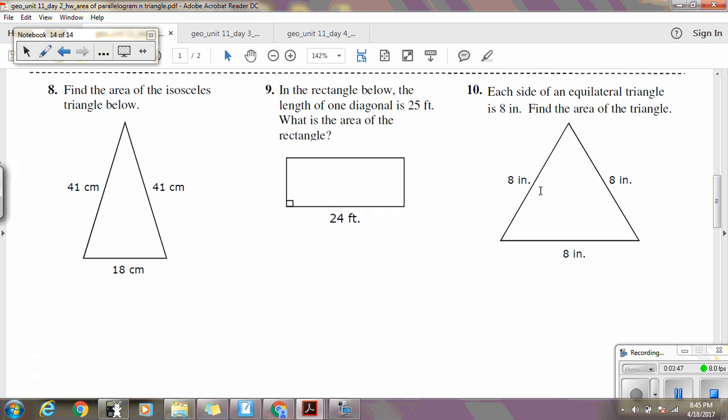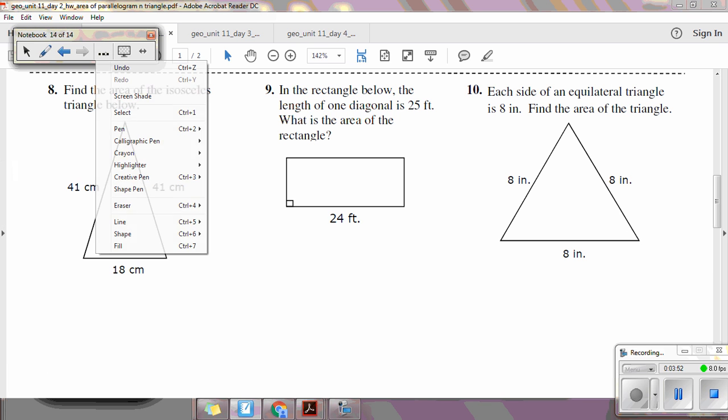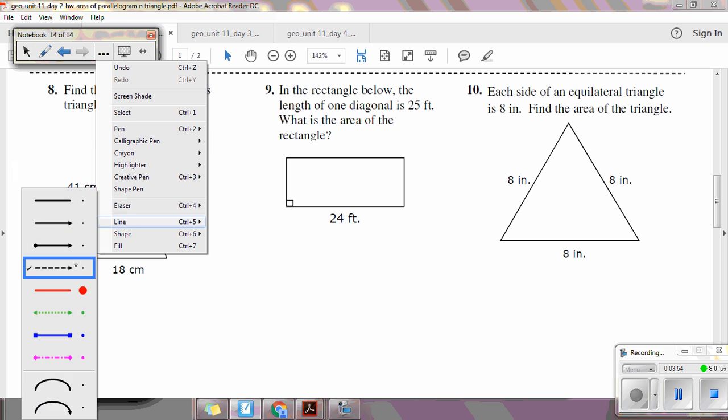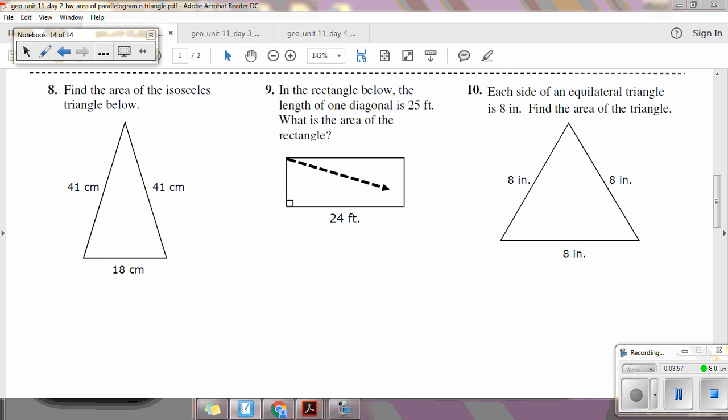Number 9 says, in the rectangle below, the length of one diagonal is 25 feet. What is the area of the rectangle? So we want to draw the diagonal. You might want to label it 25. So as you can see, I've now split the rectangle up into 2 right triangles. In order to find my area, which is base times height, I need my height of my rectangle.